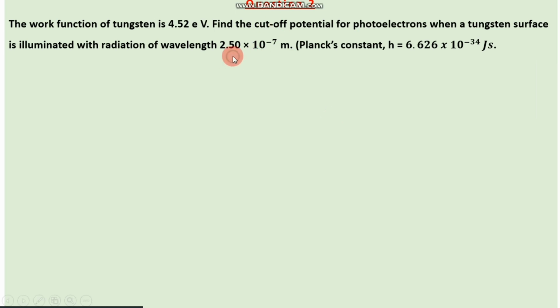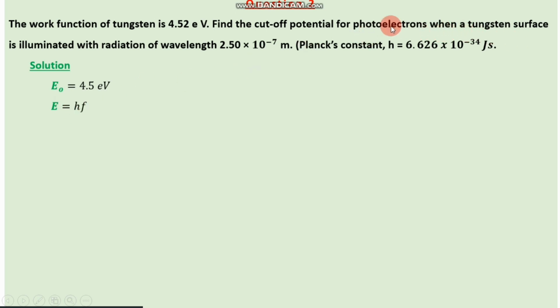We are supposed to calculate the cutoff potential. So we have this E naught. This is the work function, or the cutoff energy, given by 4.5 electron volts. We can convert this energy to joules by multiplying by 1.6 times 10 to the power negative 19 coulombs. But before that, let us just continue with our question. The energy of the photon.